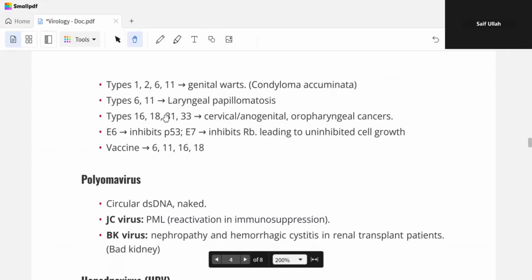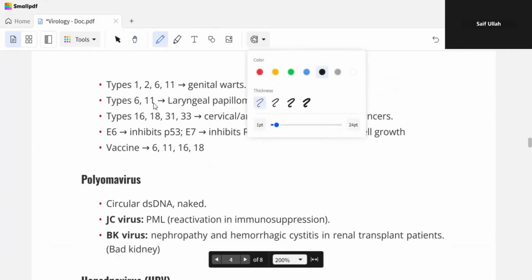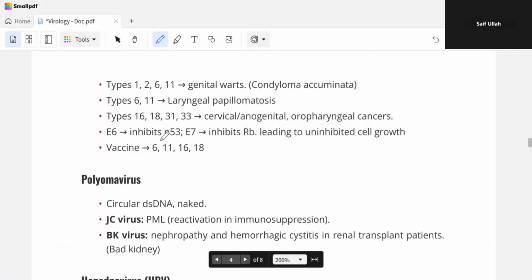The way these types of HPV cause cancer is through inhibition of P53 and RB. Now, you know P53 and RB are tumor suppressor genes, and P53 in particular inhibits the cell cycle in G1 stage. If you inhibit P53, then there is going to be uninterrupted cellular growth, or in other words, carcinogenesis. These proteins are inhibited through proteolysis caused by E6. E6 is going to target P53 and E7 is going to target RB.